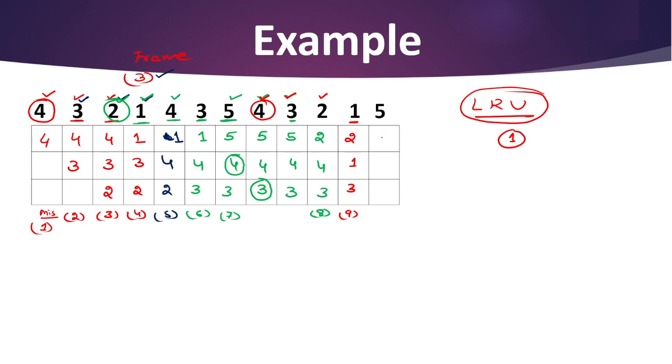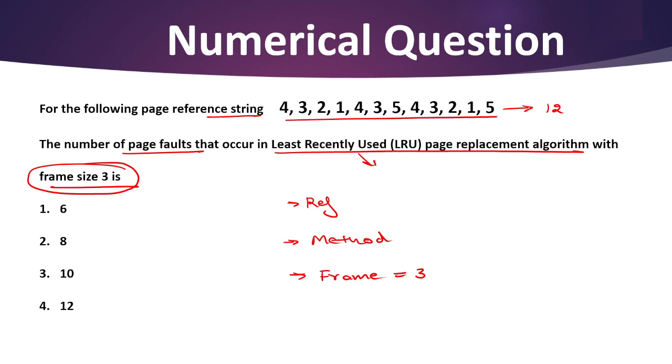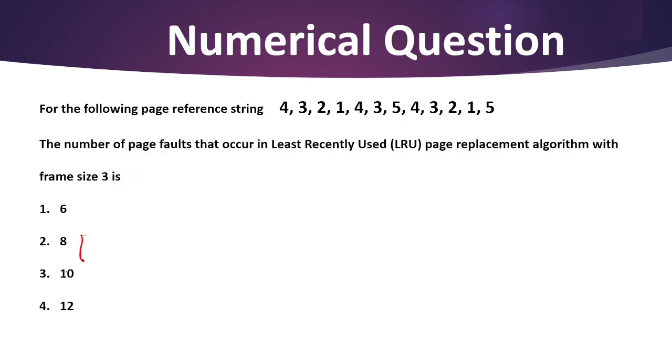Okay. Next is 5. And if you want to add 5 in the frame, you can remove the third value. 1, 2 and 3. So third value here is 3. So 2, 1 and 5. So this is page fault number 10. Okay, so total page fault here is 10. So the correct answer will be option number 3, that is 10.